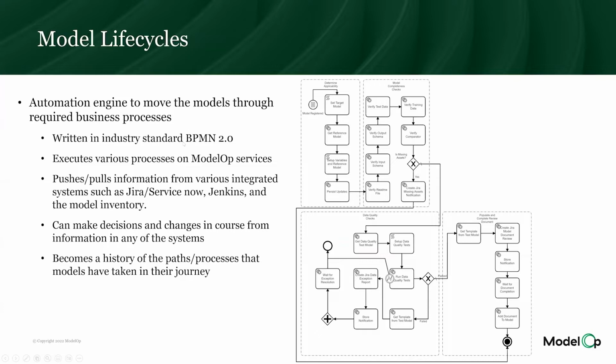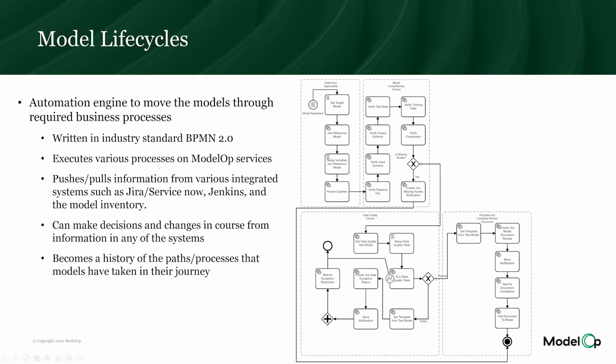It's written in industry standard BPMN 2.0, which is an XML notation, but there are graphical tools readily available, open source, to actually create and edit these, to design your overall automation process. It'll execute on various ModelOp services that we have. So you can, for instance, grab any information about a model. You can be triggered when a model has been modified. You can be triggered when a new job executes or a monitoring task completes.